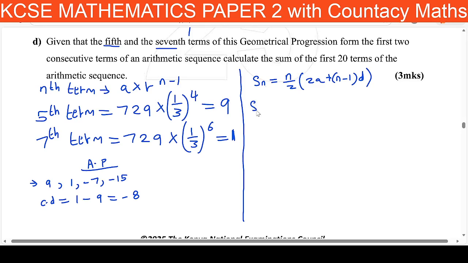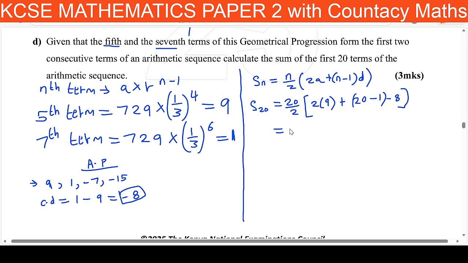For this case, we are finding the sum of 20 terms. Therefore, our n is 20. Therefore, we are going to have a 20 there, divided by 2. And then this is multiplied by 2, multiplied by a. A is the first term. What's the first term here? That's 9. And then we have plus n minus 1. Our n is 20. Therefore, we have 20 minus 1 multiplied by the common difference. What's the common difference? We got it already here. That's -8.